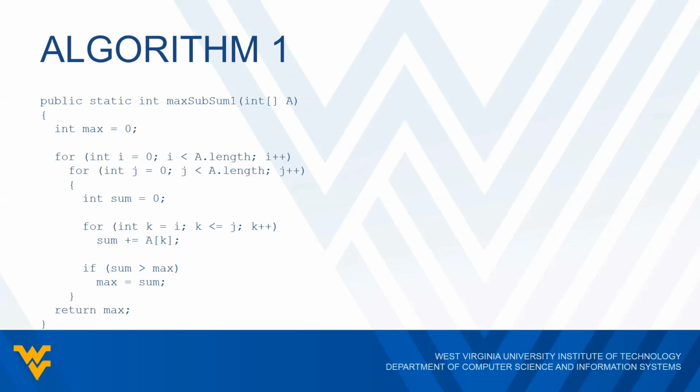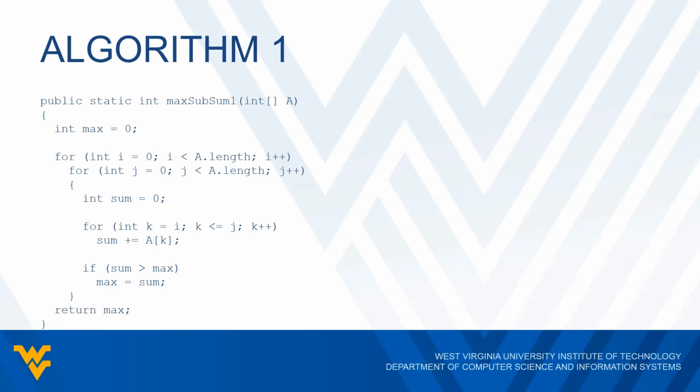Here is the code for this algorithm. So we actually have a method. We're bringing in an array A. So we're going to say that A contains the sequence of our numbers. We have a max variable, which is initially 0. And notice we have a couple of for loops. So that should give you some hints on how long the running time is going to be for this algorithm.